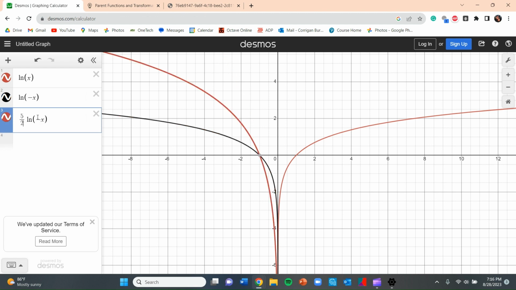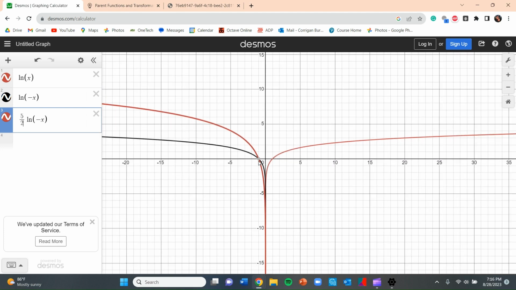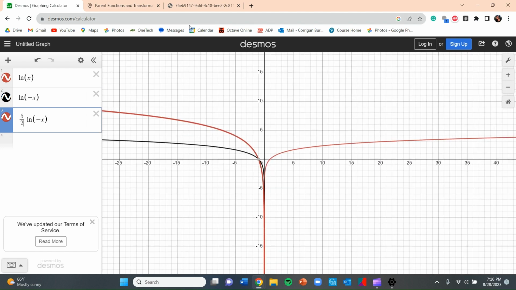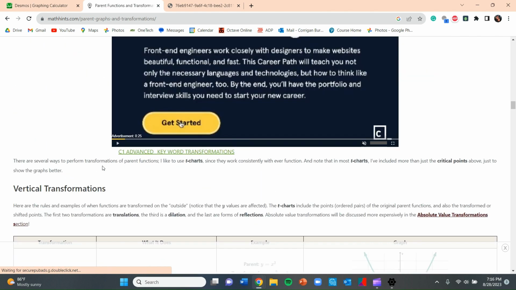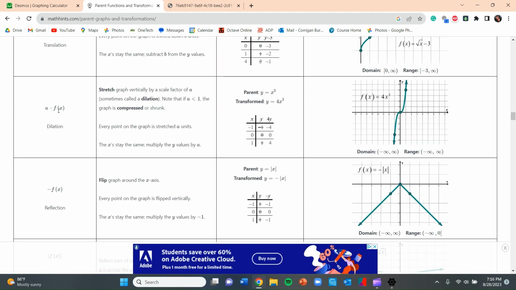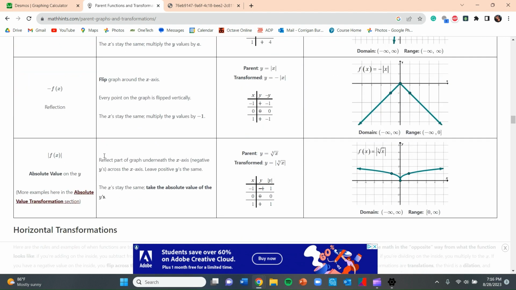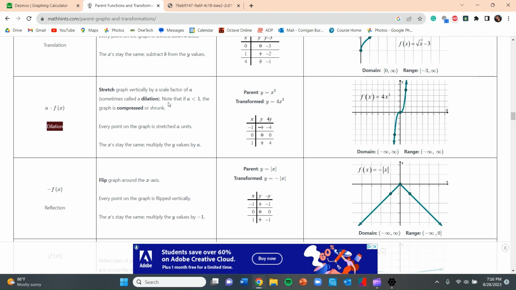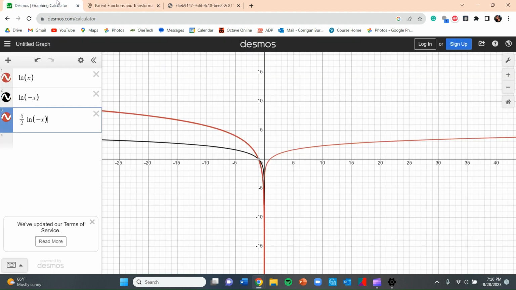So 2, beautiful. When we do that, it's kind of hard to see if that's a vertical or a horizontal stretch. If we go over here to vertical, we can see that if we're taking our function and putting the coefficient next to it like that, then we're going to call that a vertical dilation or a vertical stretch.